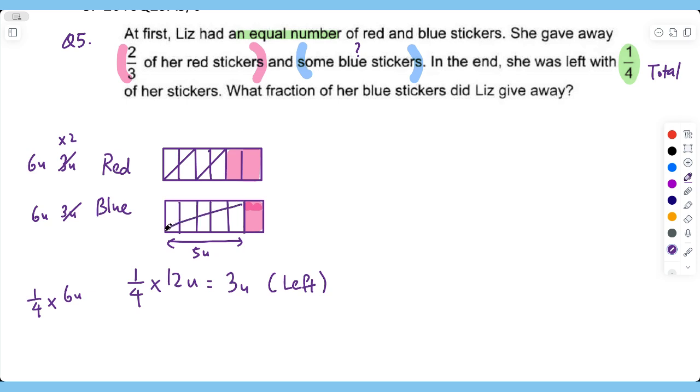So we can solve this out. What fraction of her blue stickers did Liz give away? It will be 5 units out of a total 6. So the answer will be 5 out of 6.